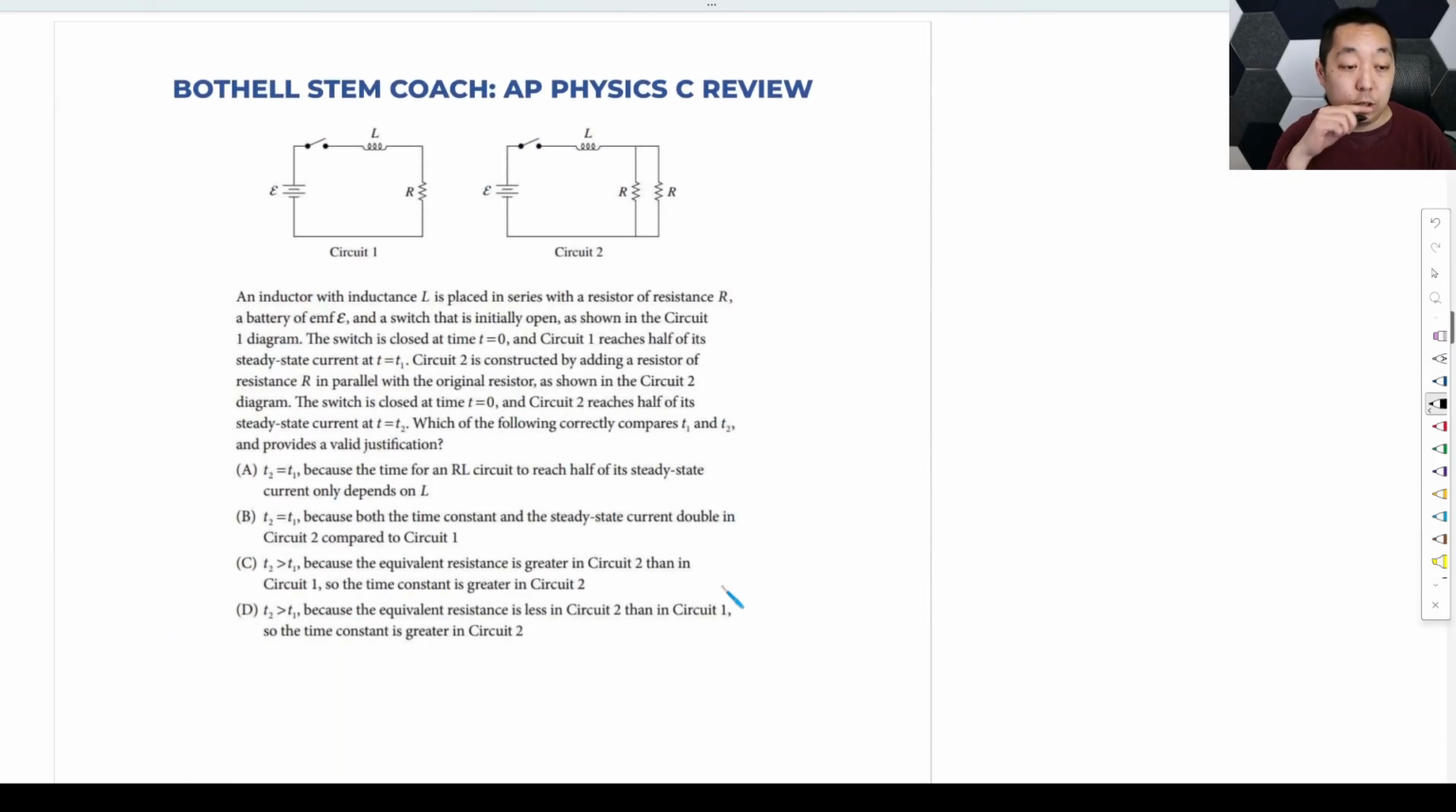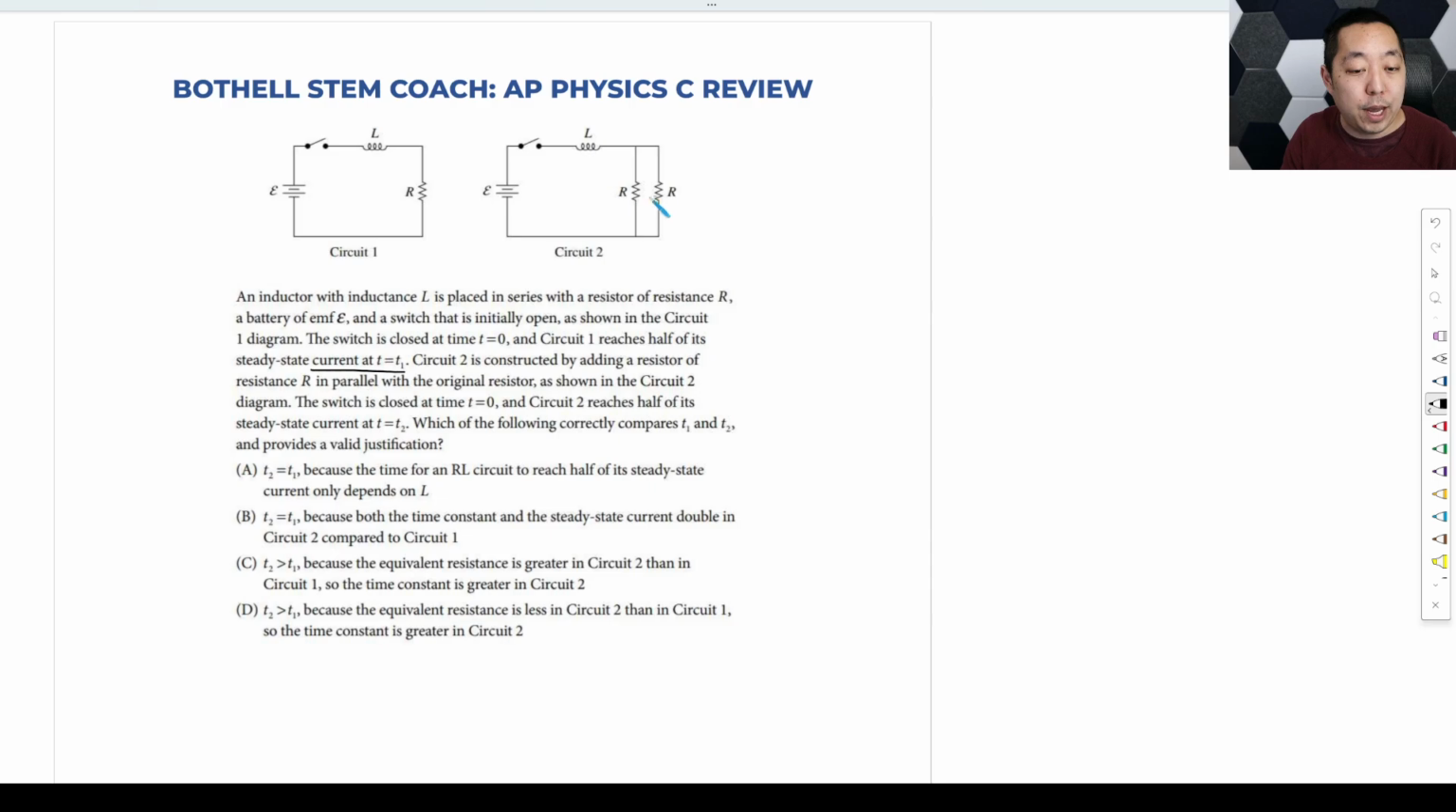Okay, let's take a look at the LR circuit here. We have an inductor with inductance L placed in series with a resistor of resistance R, a battery of EMF epsilon, and a switch that is initially open as shown in circuit 1. The switch is closed at time t equals 0, and the circuit reaches half of its steady state current at t1. So this is going to be related to a time constant. Reaching half is a fraction of the time constant.